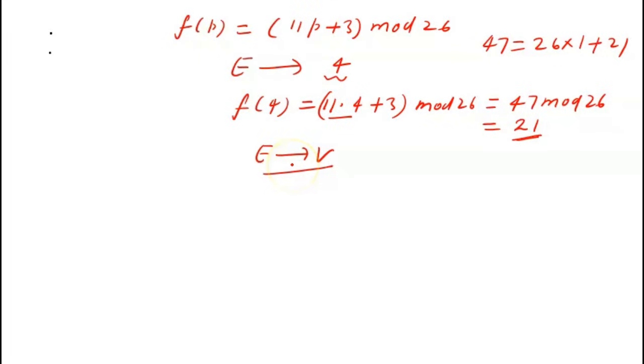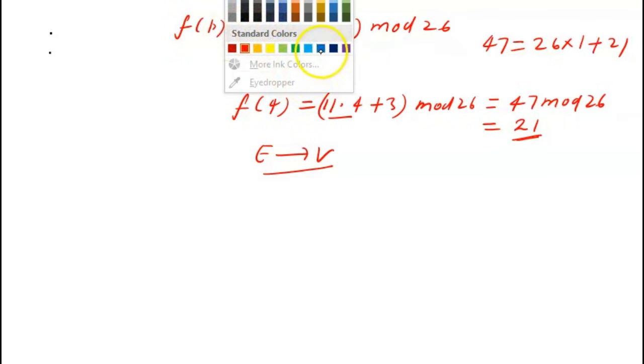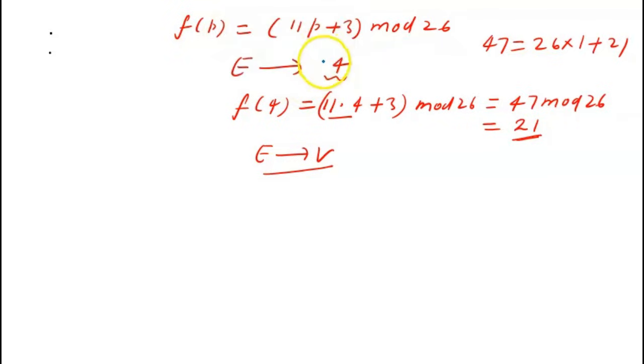Now the question arises, and this is important because most of the students understand the encryption, but they find it challenging to decrypt. Suppose someone receives the message V, how will he get back to E, how will he decrypt the message? He will take V and change it to the corresponding number, that is 21, and he will use the function f inverse.